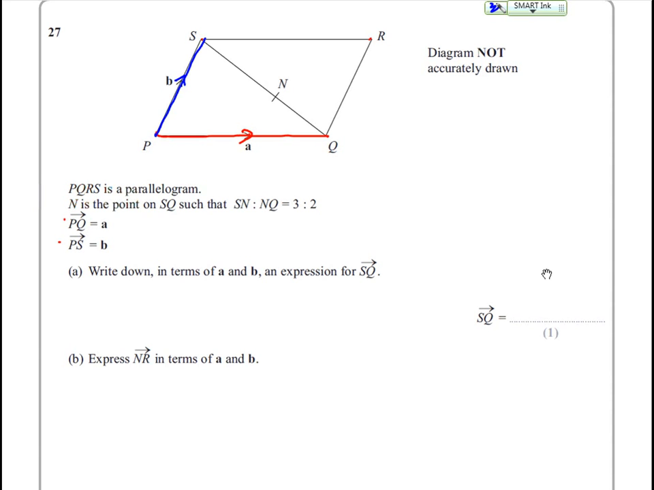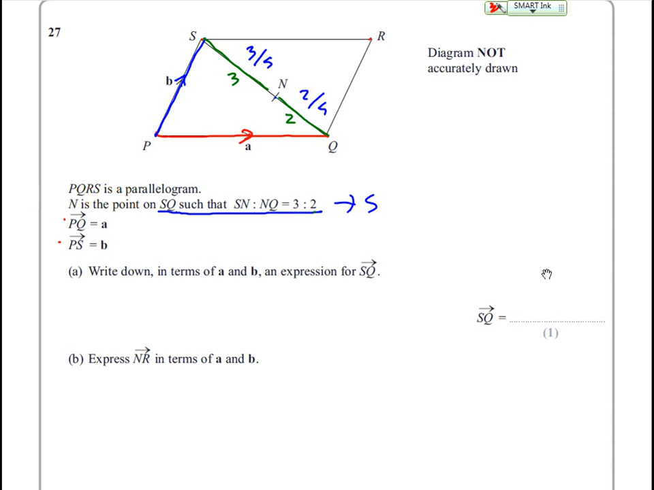So, N is the point on SQ such that SN to NQ, so this length to this length, is 3 to 2. So SN is 3, NQ is 2. That means if we split this up, it's got 5 parts. That's 3/5, that's 2/5, because 3 add 2 is 5. Write down in terms of A an expression for SQ.